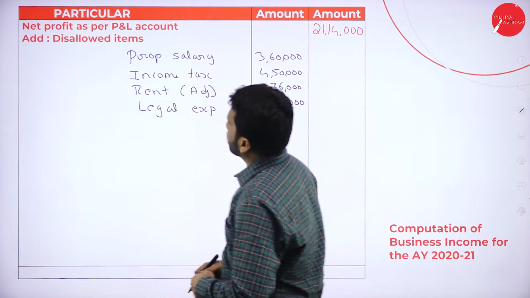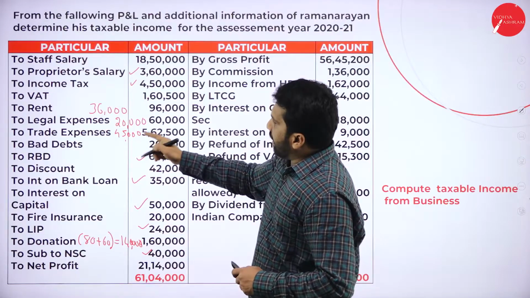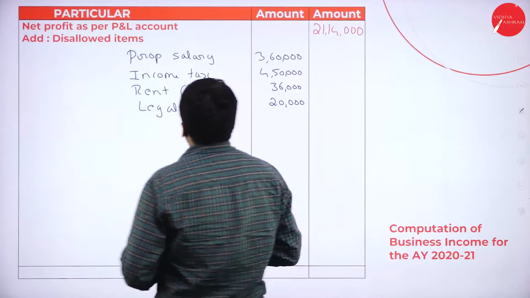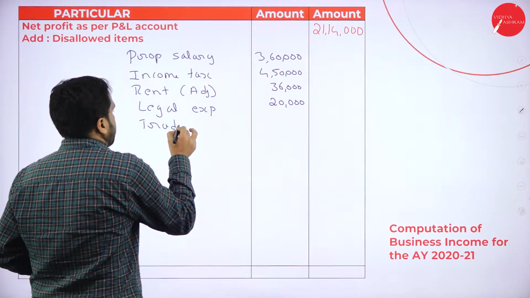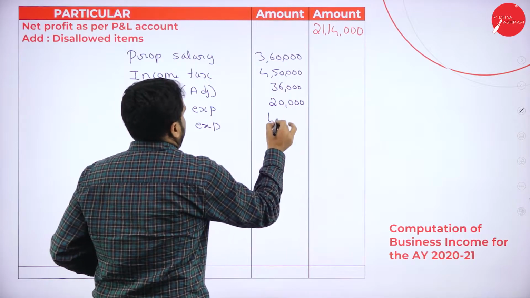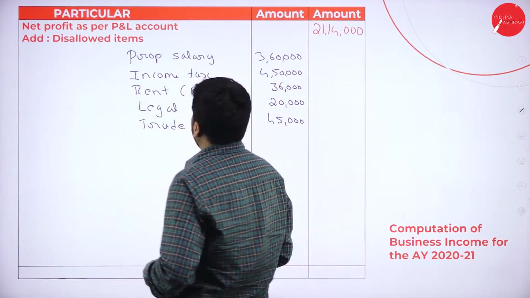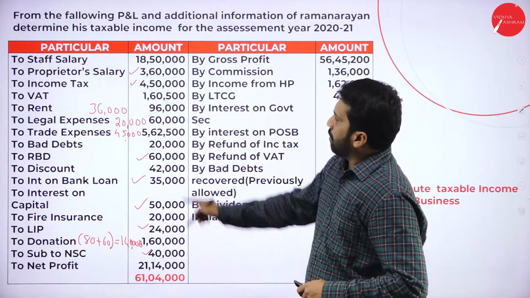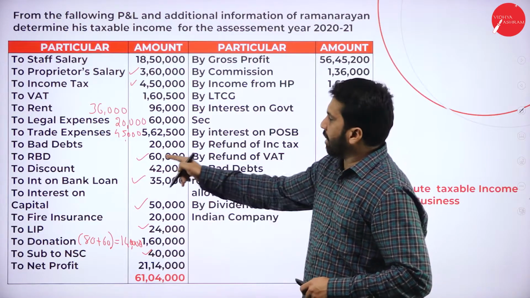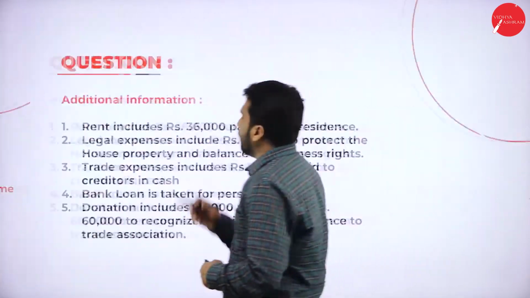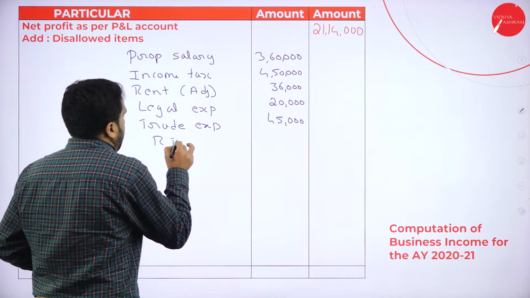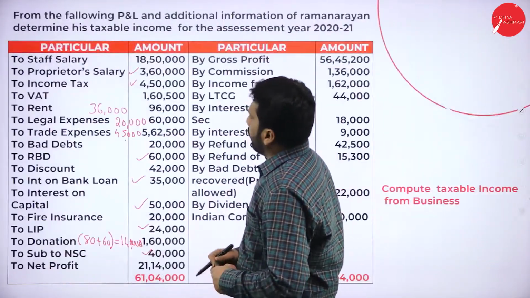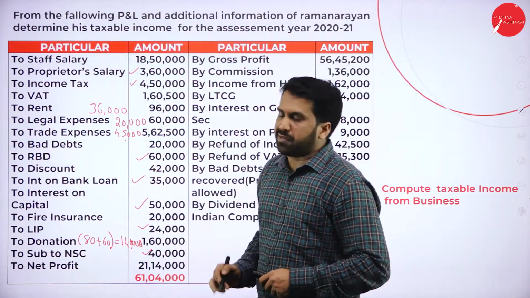Then after that again it will be trade expenses, it is 45,000. After trade expenses what we have? We have bad debts part of the business. RBD, it is 60,000. Then after RBD we have discount part of the business.